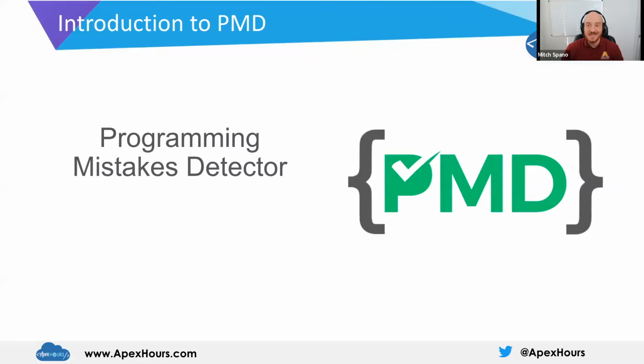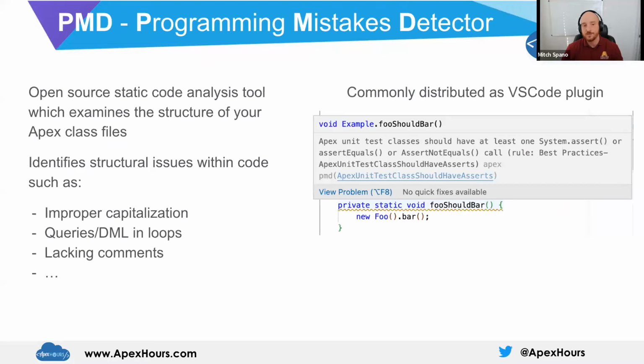So PMD is the Programming Mistakes Detector. This is an open source tool that has been really heavily used within the Salesforce ecosystem. And it's what we call a static code analysis tool. And what that means is it parses the text file that is your source code and finds structural issues with just the way that your code is written. This is not necessarily about how your application behaves once this code is running, but it's just structural issues with the way that it is written.